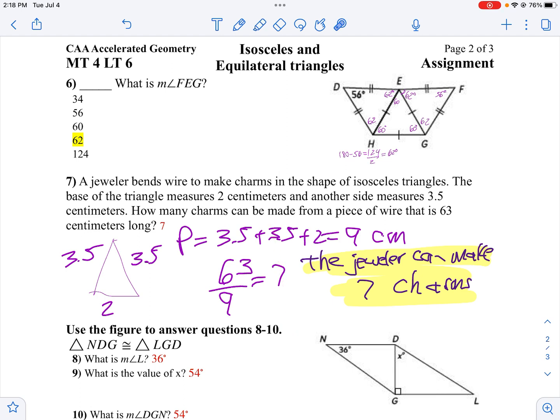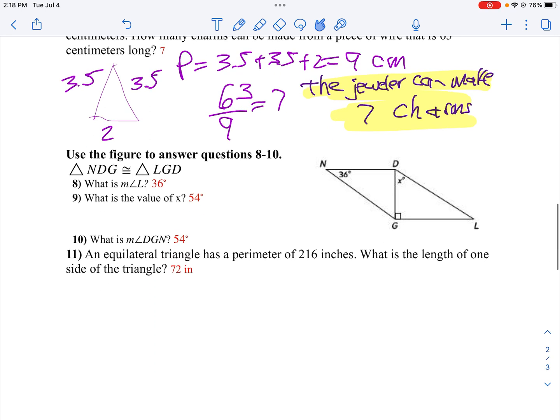Now on questions 8 through 10, they're related. And we're told triangle NDG is the same as triangle LGD. I want to find the measure of angle L. Well, that's going to be the same as angle N, isn't it? So angle L is going to be 36 degrees because we know these two are both 36.